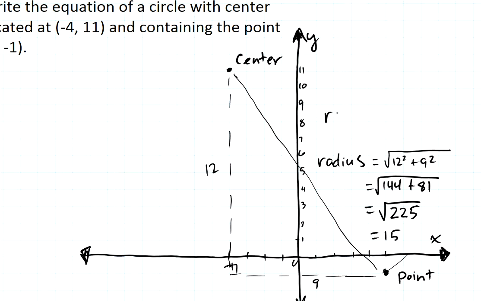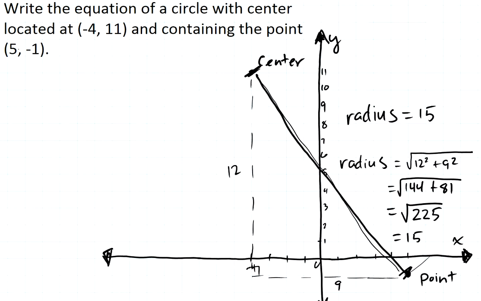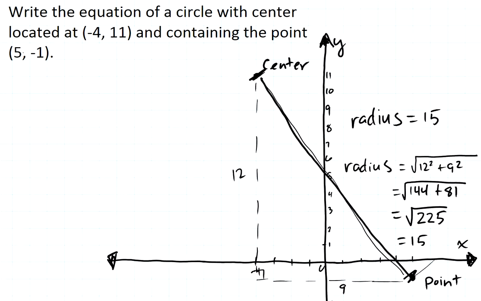So I have a radius that is 15 units long, traveling 15 units from the center all the way down to this particular point here. And I also know the center of this circle is at -4, 11. Since we just used the distance formula, I'm going to go ahead and use the equation of a circle to write down the equation of this circle. I'll just put it here for reference. The equation of a circle centered at (h, k) is x minus h quantity squared plus y minus k quantity squared equals the length of the radius squared.